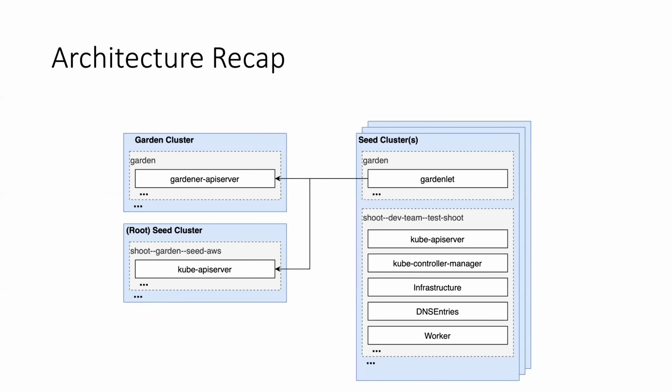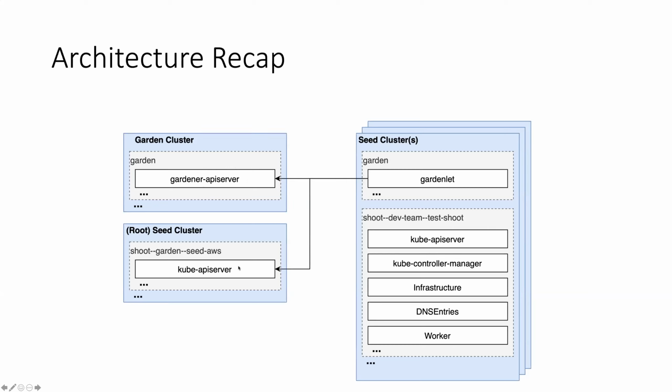Short recap on our architecture. If we take a look at the Gardenlet, which is running in the seed clusters in the garden namespace, it talks to the Gardener API server for retrieving the seeds and shoot objects, for example. But it also talks to its own seed API server.